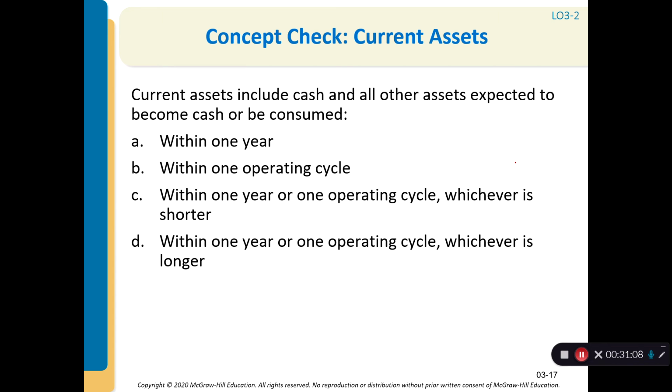Okay, let's look at the concept check here. Current assets include cash and all other assets expected to become cash or to be consumed within 1 year or one operating cycle, whichever is longer. Within 1 year or 1 year operating cycle, which one is longer? So D, right?